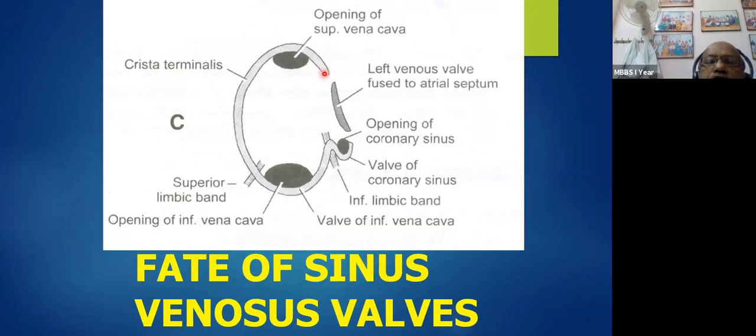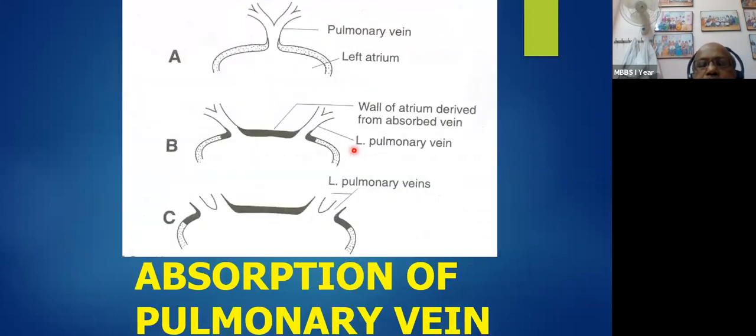See here, this is the crista terminalis, derived from the right venous valve. This is the left venous valve that is fusing with the atrial septum. The valve of the coronary sinus, the valve of the IVC and the crista terminalis are derived from the right venous valve. See how the right venous valve expands to this size to form the crista terminalis, the valve of the IVC and the valve of the coronary sinus. That is the fate of the right and left venous valves.